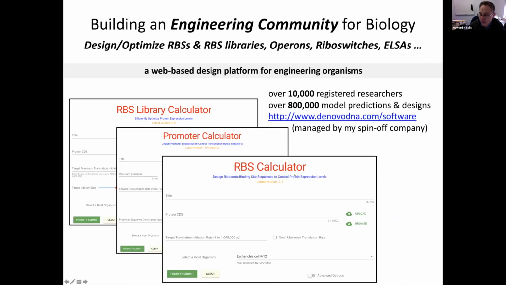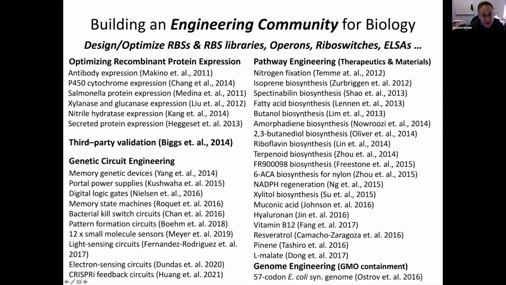Of course, we have our web interface where people can go and use our software to design their genetic systems. We have a spin-off company that manages the maintenance of the software so that my students don't worry about it. It's just handled by me and some other people. And finally, we've had a lot of people use our software to engineer a large number of different genetic systems with lots of applications, particularly in metabolic engineering.